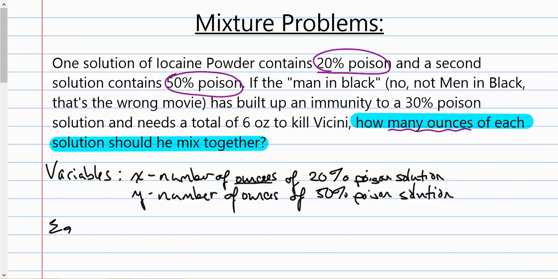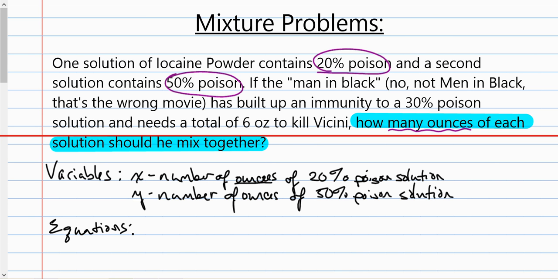With my equations, I'm going to have two different types of equations here because I have two different ounce quantities that I'm going to measure. My equations are going to be total solution and poison. Those are going to be the two equations that I have.